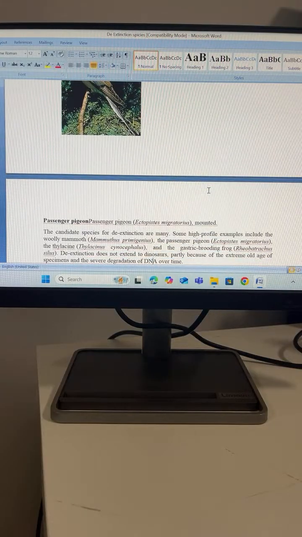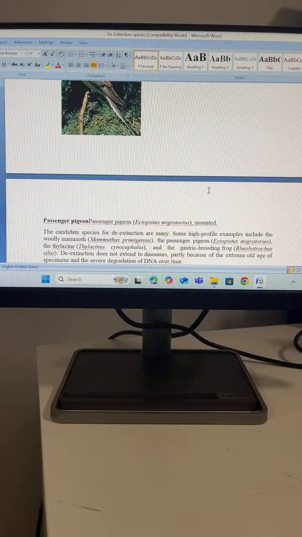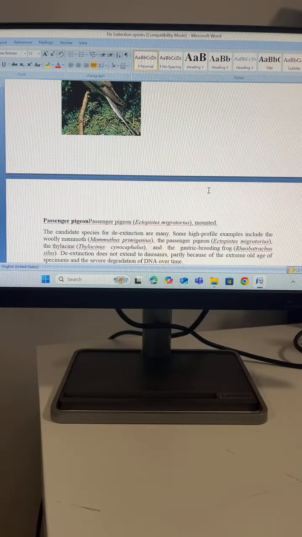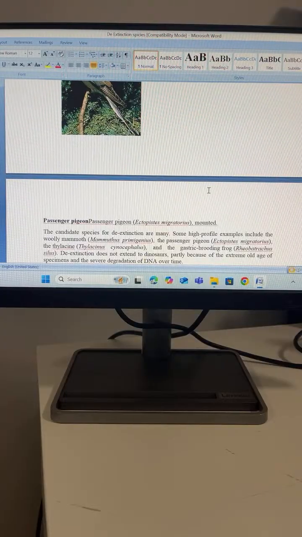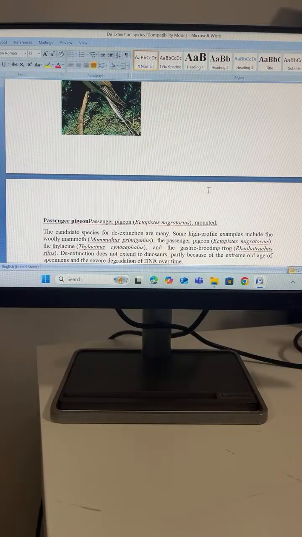The candidate species for de-extinction are many. Some high-profile examples include the woolly mammoth, the passenger pigeon, the thylacine, and the gastric brooding frog. De-extinction does not extend to dinosaurs, partly because of the extreme old age of specimens and the severe degradation of DNA over time.